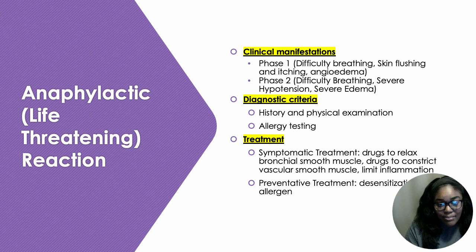Again, symptomatic treatment is immediate. You want to give drugs that relax the bronchial smooth muscles and constrict that vascular smooth muscle. So you want something to help the lungs open up, and you want something to help those blood vessels constrict to help bring that blood pressure up and to also help with breathing. You also want to have drugs that help limit inflammation. So you'll most likely see drugs like epinephrine being used with an individual with anaphylactic shock. You may also see steroids in the less acute stage to help with the inflammation and edema that that person may be experiencing. And then you have preventative treatment. You don't want to keep exposing an individual to what triggers a life-threatening emergency. And there may be areas where they desensitize the individual to the allergen.